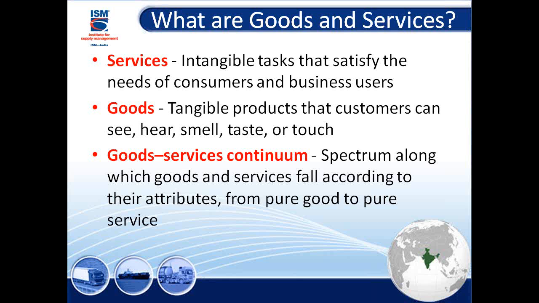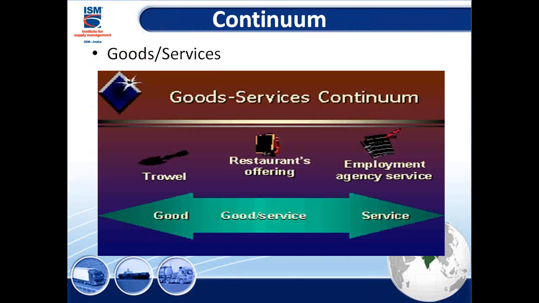But there's a continuum. It is either a pure good or a pure service. You won't find that; there's always something incidental. So this continuum I'll try to show you. On one side is a trowel, like a shovel, which is a pure good. The other side is a service, like employment agencies, or even airline services, which is pure service. But in between, in this continuum, there are combinations of goods and services.